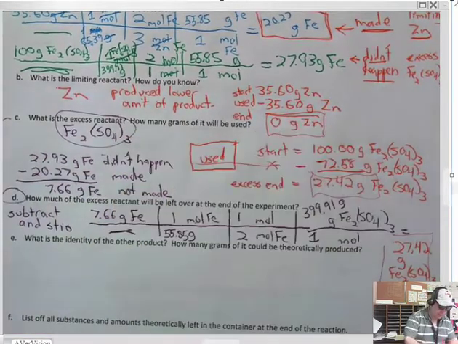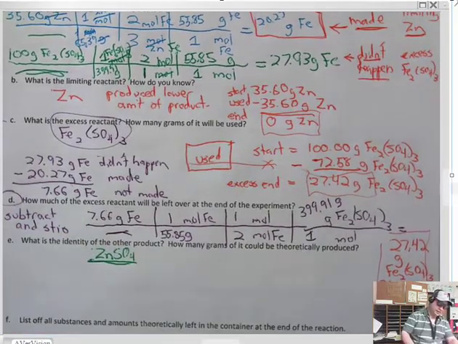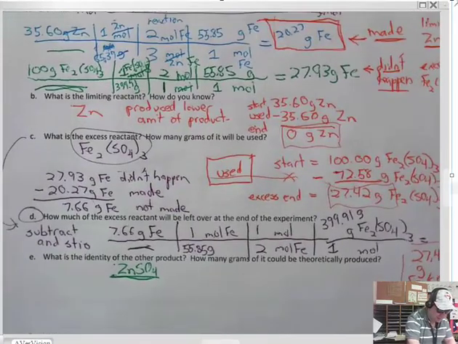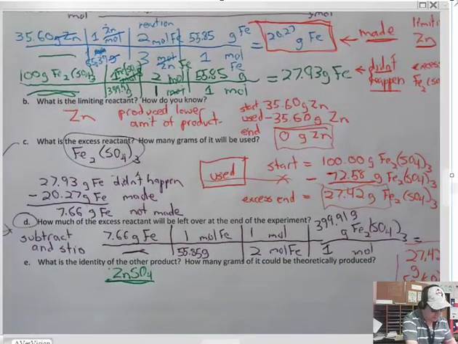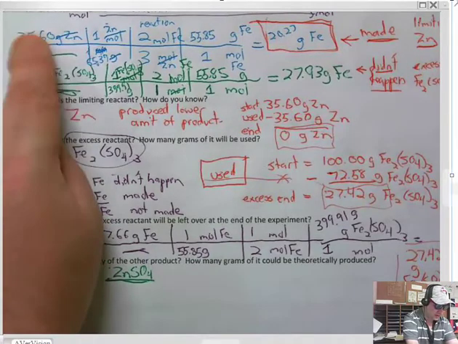Okay. Now, what is the identity of the other product? How many grams of it can be theoretically produced? Okay. So the other product here was zinc sulfate. Now there's two ways to do this calculation here. There's many ways to do this calculation here. So you're trying to get to grams of zinc sulfate in this one. You can start off with one of two numbers. You can start off with the 35.60 grams of zinc because that was the limiting reagent that all got used up.